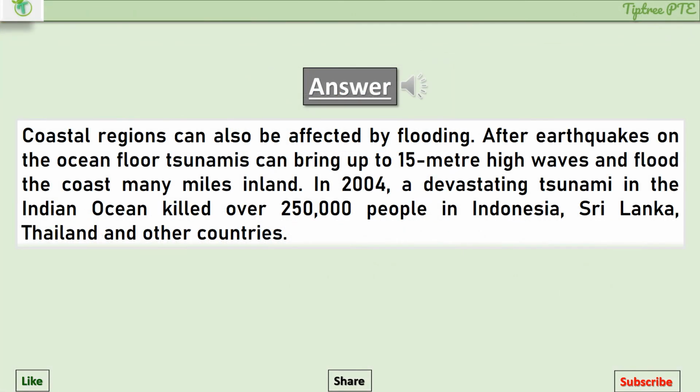Coastal regions can also be affected by flooding. After earthquakes on the ocean floor, tsunamis can bring up to 15-meter high waves and flood the coast many miles inland. In 2004, a devastating tsunami in the Indian Ocean killed over 250,000 people in Indonesia, Sri Lanka, Thailand, and other countries.